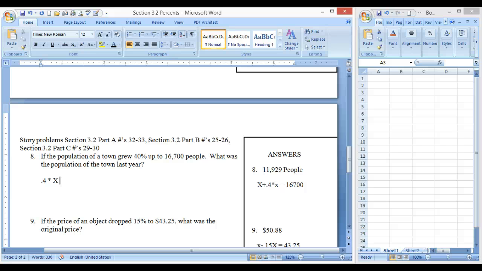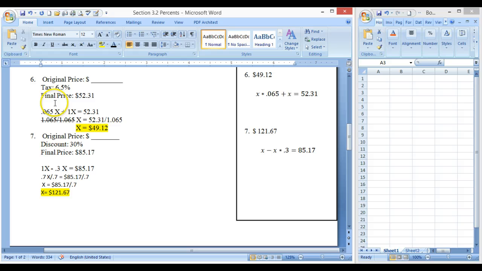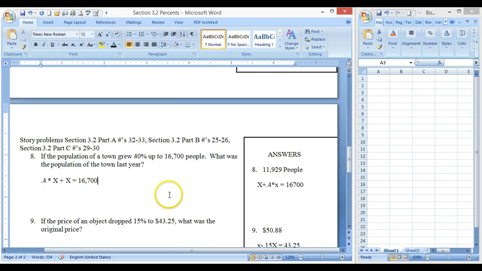But that only gave me how much it grew. It didn't give me the full and total amount. So what did we do on the previous examples? If it was 40% of, and that was a growth, I just need to add that to the original again to find the final, which is 16,700. Very, very similar to this one, except it was dealing with money and taxes, and this one's dealing with people, but the process is the same way. Okay, so now it's just a matter of working it out.